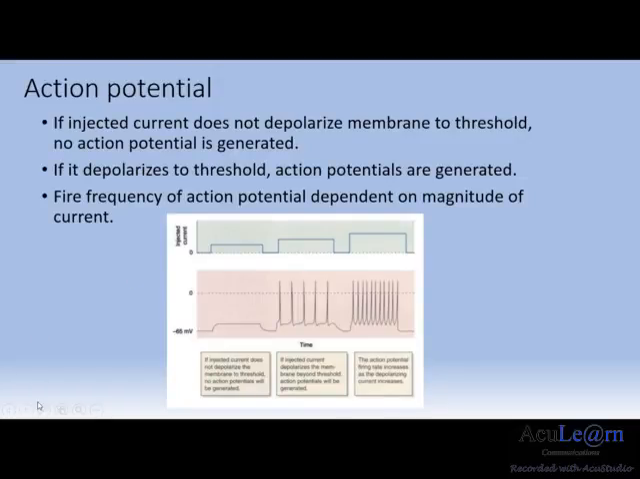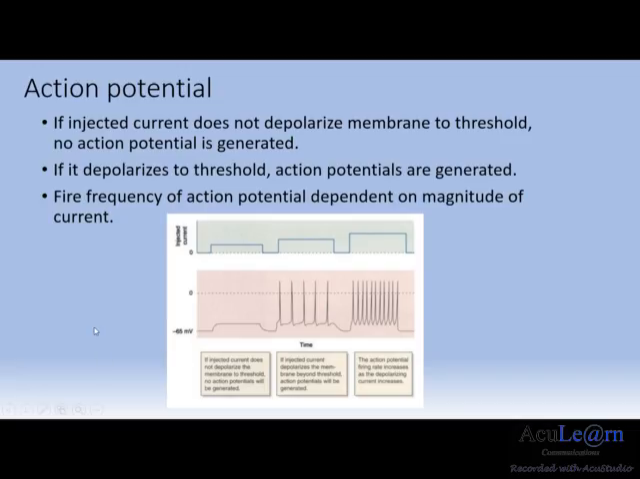It is important to note that only depolarization to threshold potential would generate an action potential. Multiple action potentials can be generated if the magnitude of the current injected is strong enough, which will in turn increase the firing frequency of action potentials. However, there is a limit to the rate at which action potentials can be fired, and this limitation is due to the absolute refractory period where sodium channels are closed and will not open. During this time, no matter how strong the current injected, no action potentials will be generated.